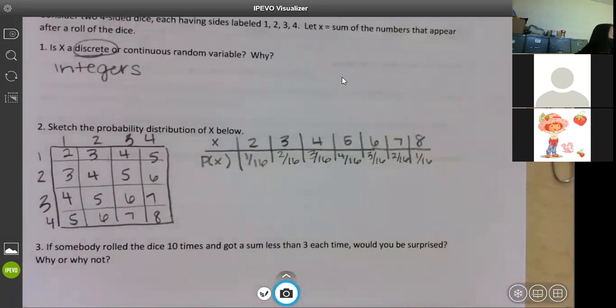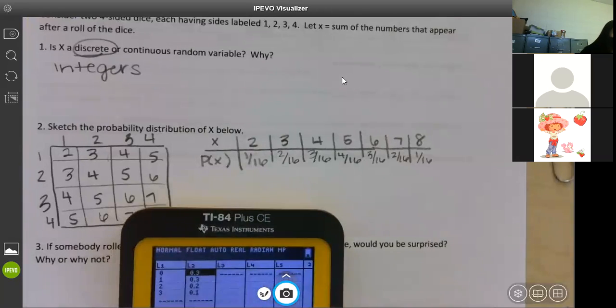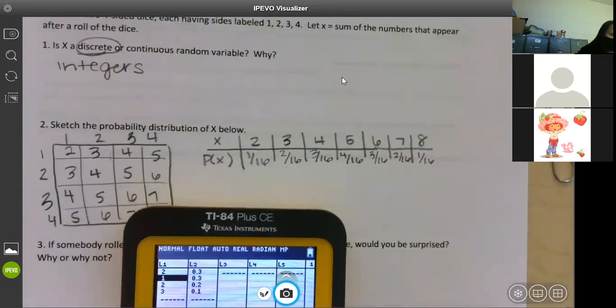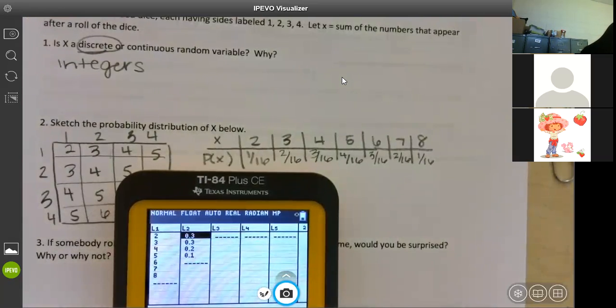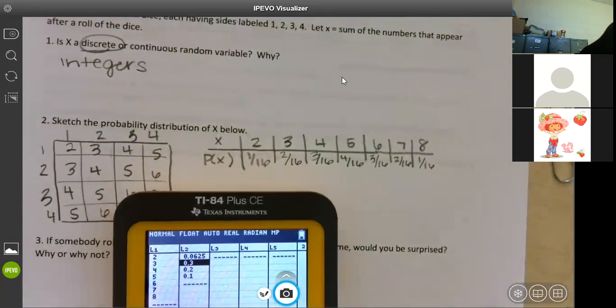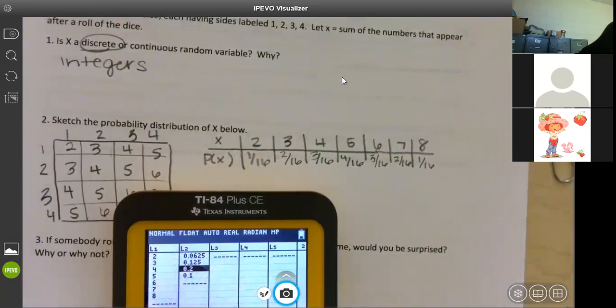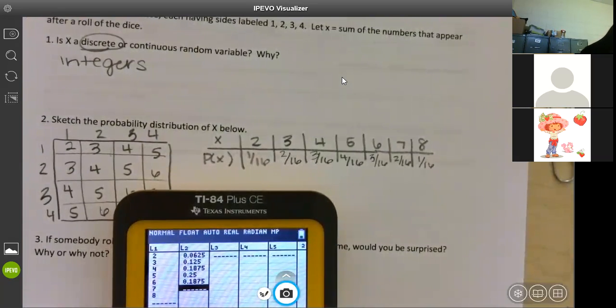This one didn't ask you to, but if it asks you to describe what you see, that's where you're going to talk about shape, center, spread, outliers, anything like that. So shape, center, and spread is what you're looking at. Here's what you do on your calculator. X values: 2, 3, 4, 5, 6, 7, 8. Your probabilities: 1 over 16, 2 over 16, 3 over 16, 4 over 16, 3 over 16, 2 over 16, 1 over 16. Tell me if I put something in wrong.